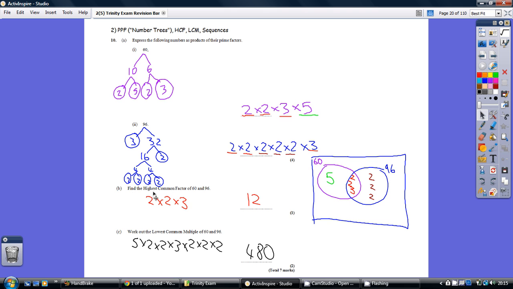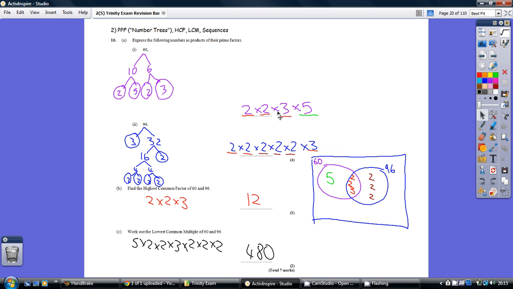Now, to find the highest common factor and the lowest common multiple, you've got to remember this Venn diagram process. So you have these two rugby balls overlapping. Call the first one your first number, which is 60, and the second one your 96. And remember, put in the middle the numbers that are on both lists. So here's a 2, here's a 2, and here's a 3.